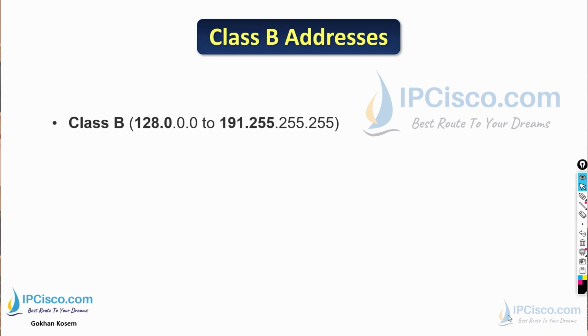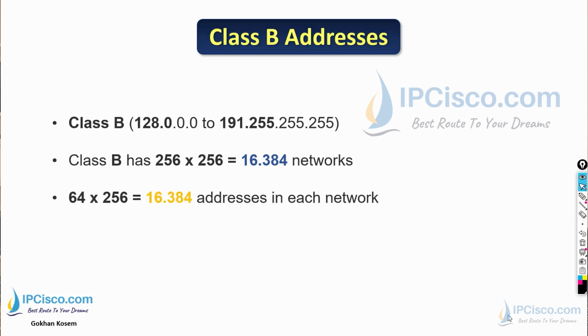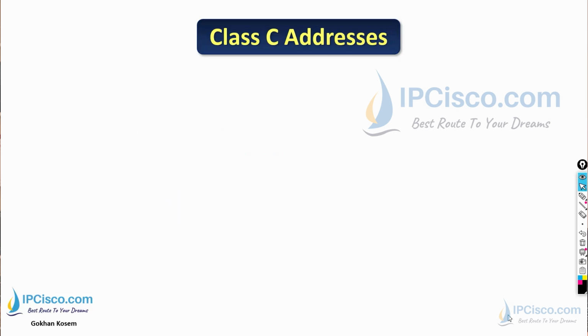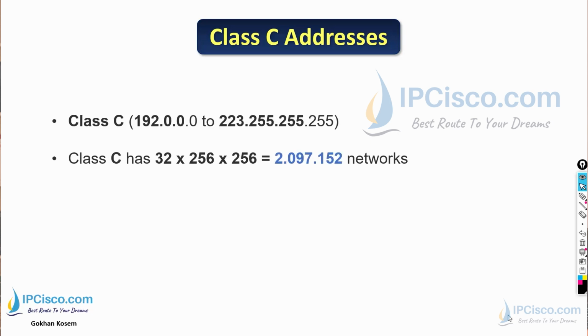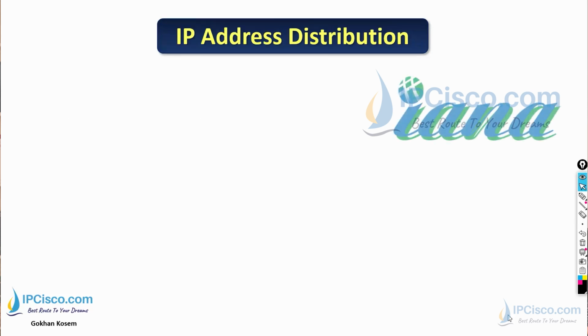And Class B addresses are here. And for Class B addresses, there are 16,384 networks. And here are also the addresses in each network. Class C addresses are here, and for Class C addresses, we have a lot of networks, almost 2 million networks, and in each network there are 256 addresses.